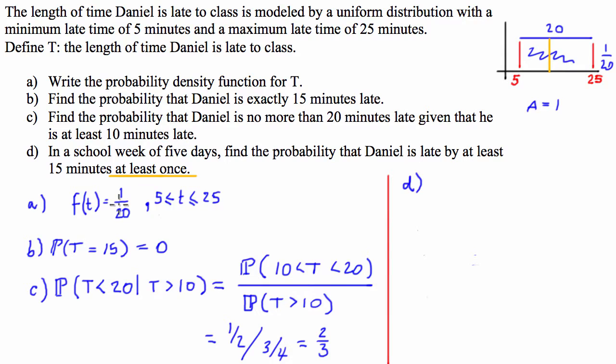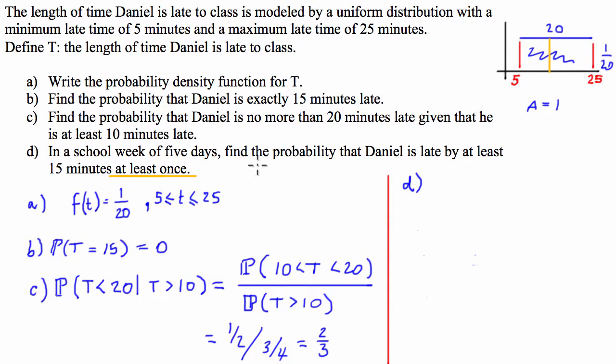Because for at least once, to find the probability of this happening, we'd have to find the probability of it happening 1 time, plus the probability of it happening 2 times, plus the probability of 3, 4, and 5. But if we just find the probability of it happening no times, then we can just take that away from 1, because it's going to be the rest of the times.